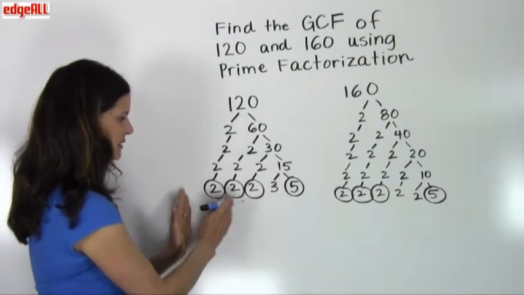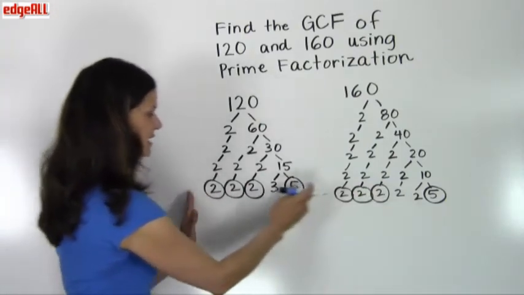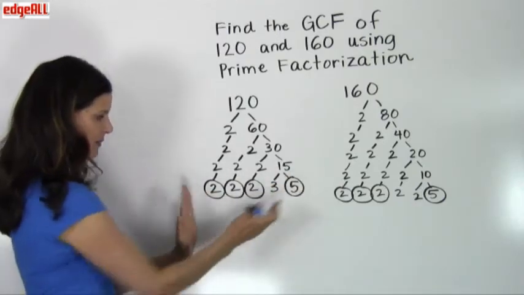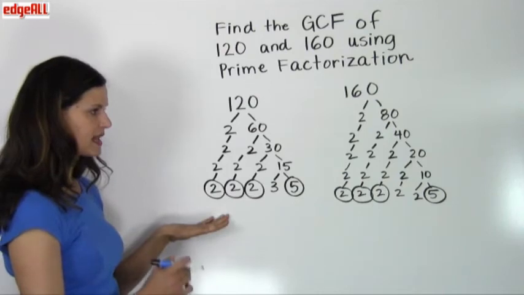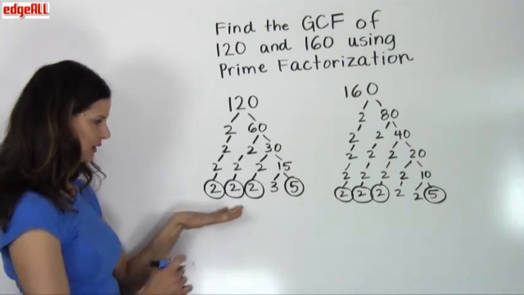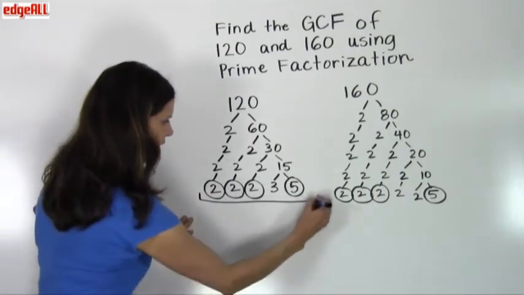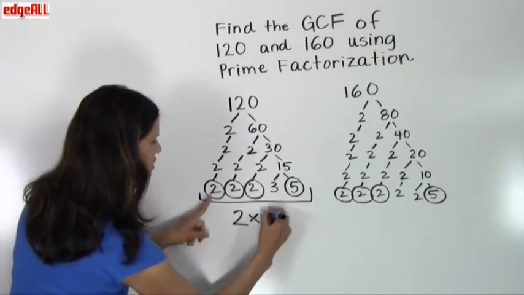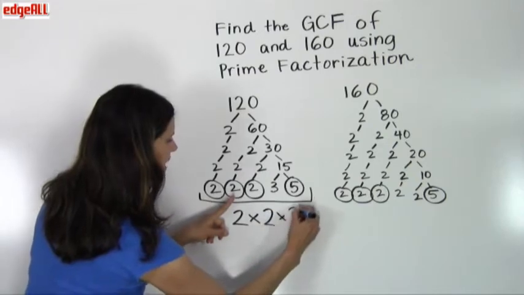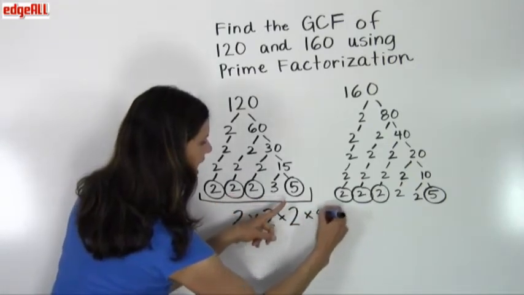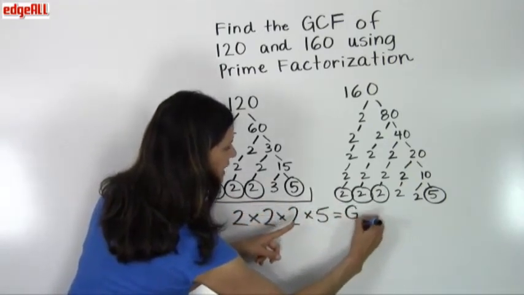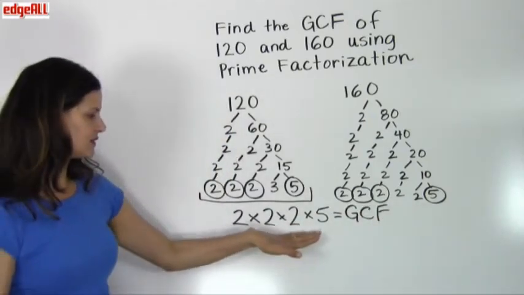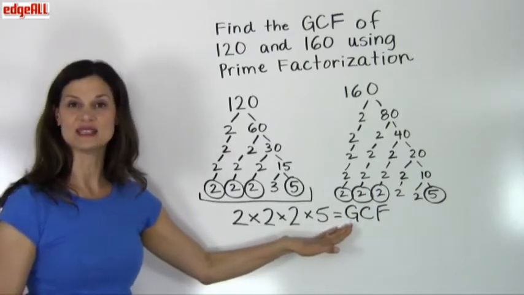I'm not going to do 2 times 2 times 2 times 2 times 2 times 2 times 5 times 5. I'm just going to take it once. So I look at one of them and I have all the common prime factors circled. So I'm just going to take this one and I'm going to write it out in my multiplication. 2 times 2 times 2 times 5 equals my greatest common factor. So 2 times 2 times 2 is 8 times 5 is 40.